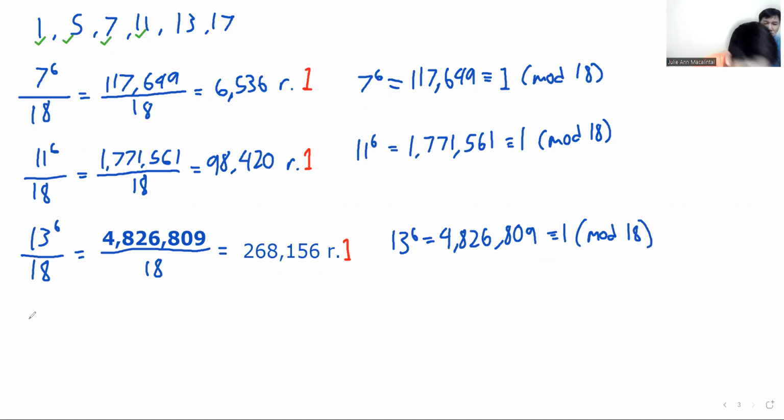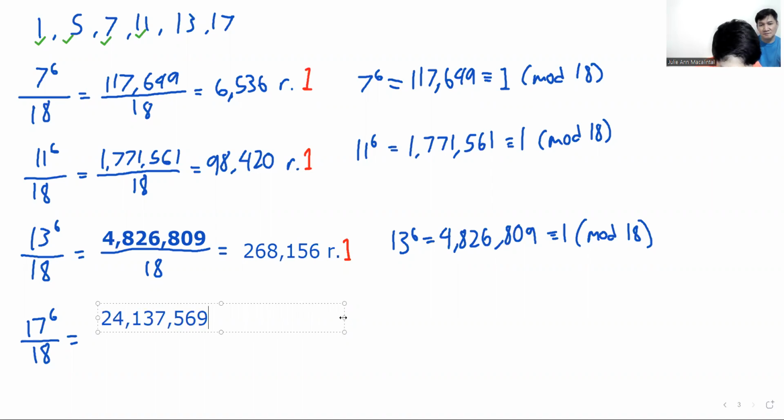And then finally 17 to the 6. This is 24,137,569, which divided by 18 equals 1,340,976, with remainder 1.